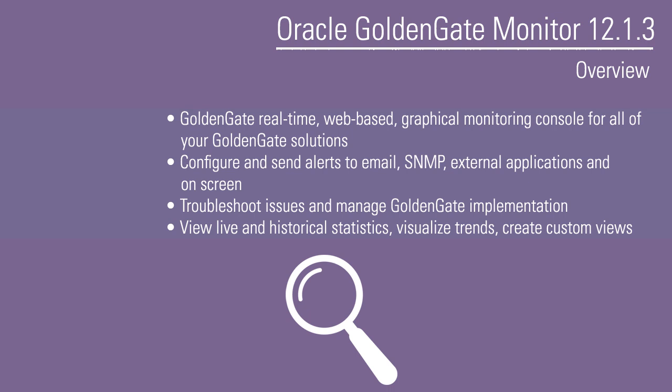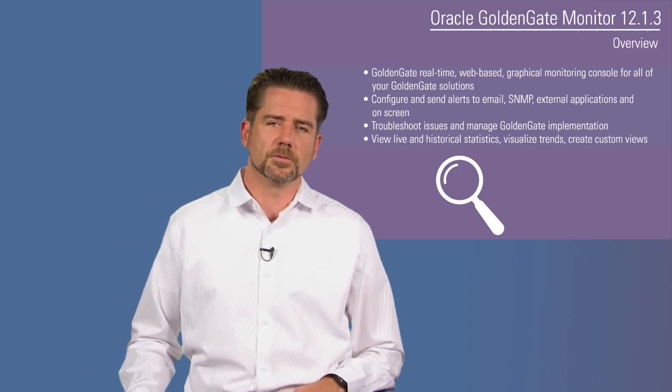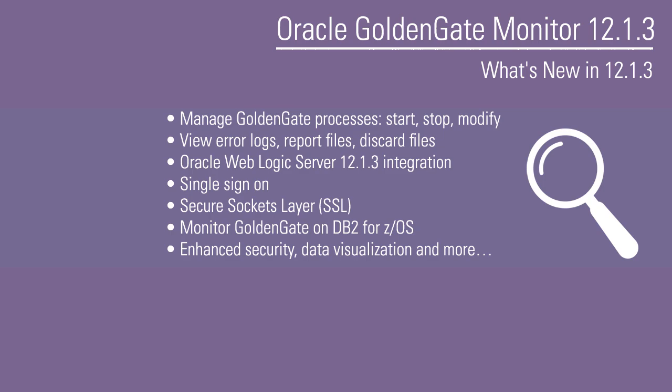Okay, GoldenGate Monitor. Quickly, it's a web-based thin client graphical monitoring console for all your GoldenGate solutions. You can configure and send email alerts, SNMP alerts, external applications can be called from there. We can send them some data. We can look at the alerts on screen, and then you can go and troubleshoot your issues. Is there something going on? Hopefully there's nothing going wrong, but when there is, you can go dig in. We have to keep historical statistics. We can visualize the trends, create some custom views, and I'll show you some of that here in just a moment. What's new in 12.1.3?